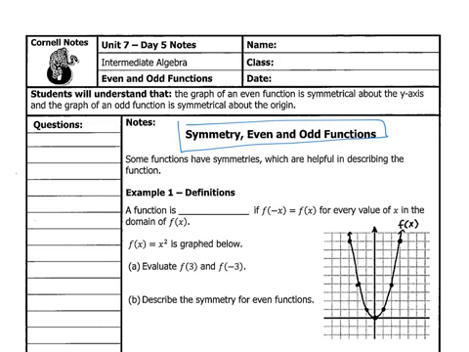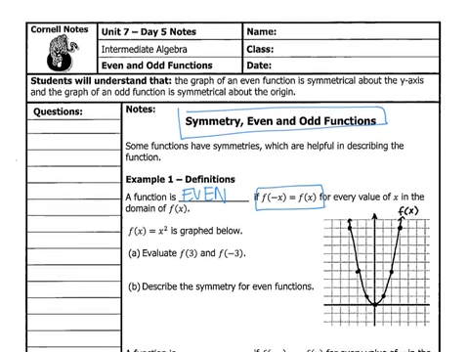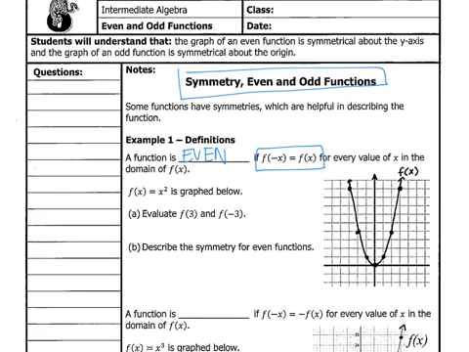So we're going to say that a function is even if f of negative x equals f of x for every value of x in the domain of f of x. That sounds a little confusing, but let's just take a look at what's happening in this first example. So here we have f of x equals x squared graphed below. Evaluate f of 3 and f of negative 3.